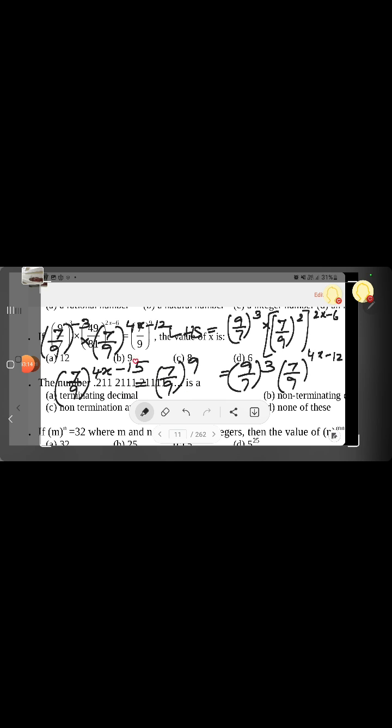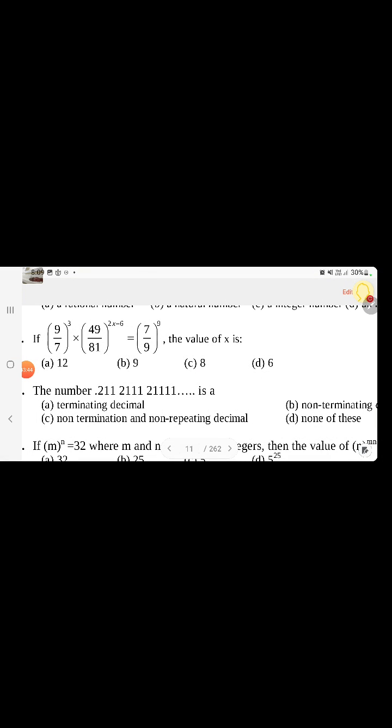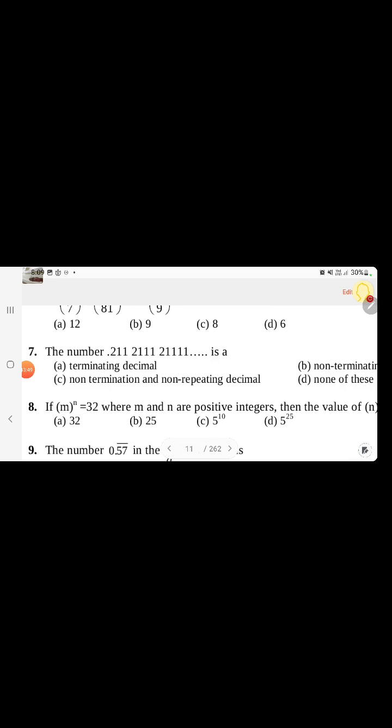Equating the powers, 4x minus 15 equals 9. 15 goes to the right side, so 4x equals 15 plus 9, which is 24. So x is 24 by 4. 4 times 6 is 24, so x is equal to 6. Yes, x is equal to 6. Option D.